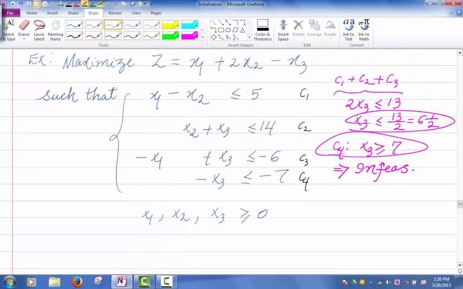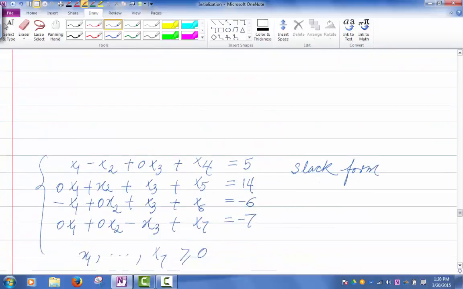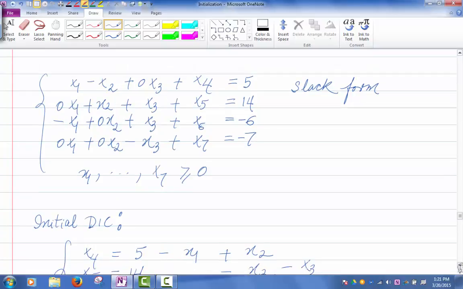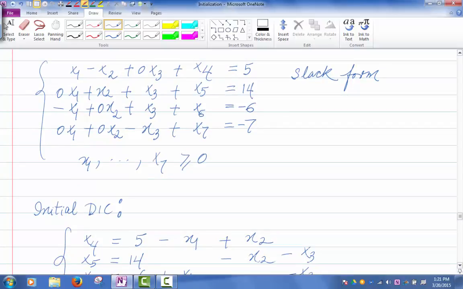So this problem, to begin with, you see that some of the numbers on the right hand side are negative. So let's look at the slack form for this problem. This is the slack form of the problem. All I did is I added slack variables x4, x5, x6, x7, and all the variables are required to be non-negative. Okay, so that's the slack form.